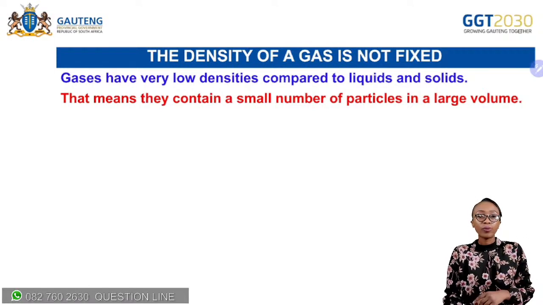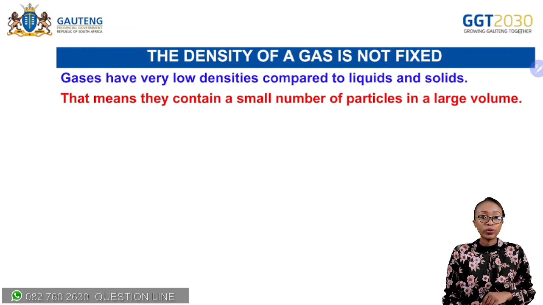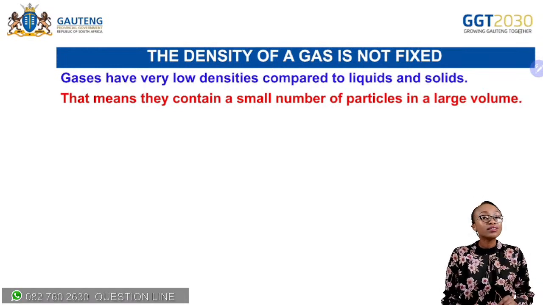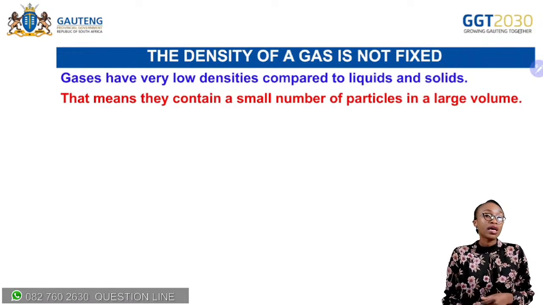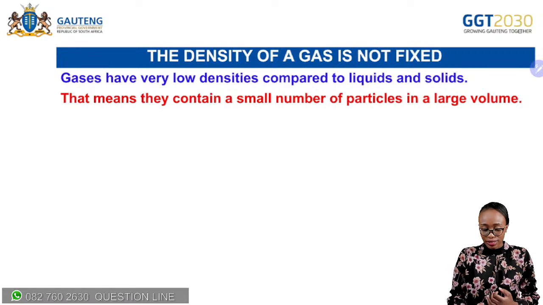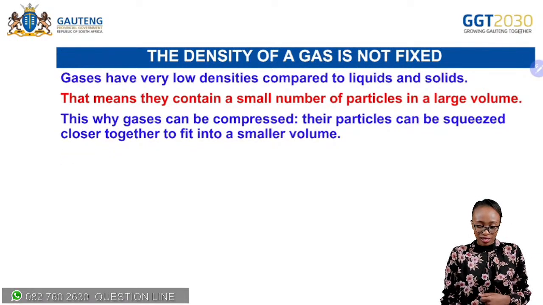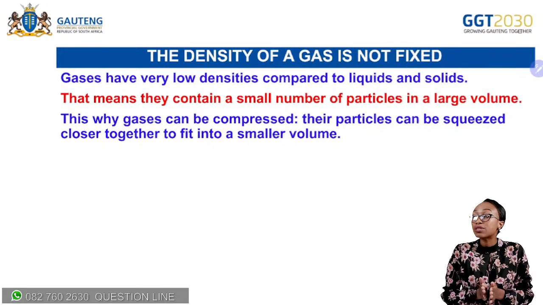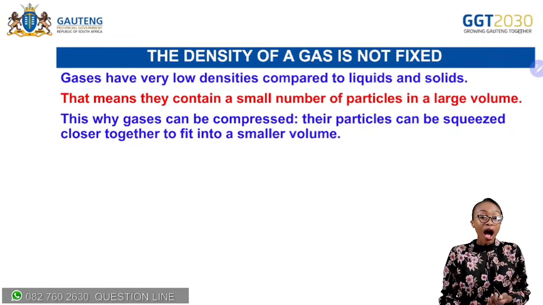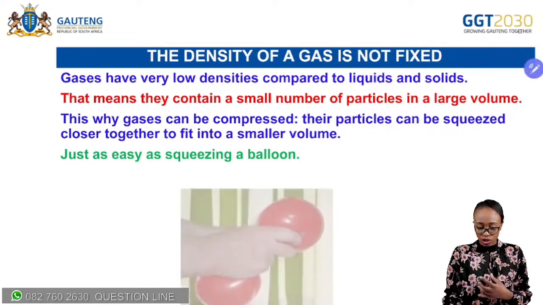If I fill it up with a solid, fill another one the same size with a liquid, and fill a third one with the gas, the gas will have the least amount of particles, therefore having a lower density. This is why we can compress gases. Their particles can be squeezed closer together to fit into a smaller volume. That's how I could squeeze that balloon.